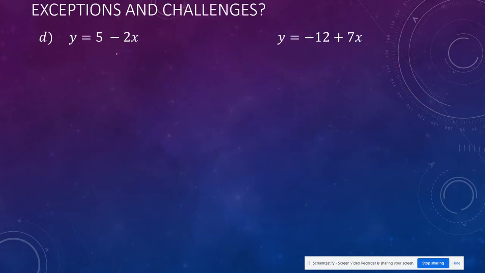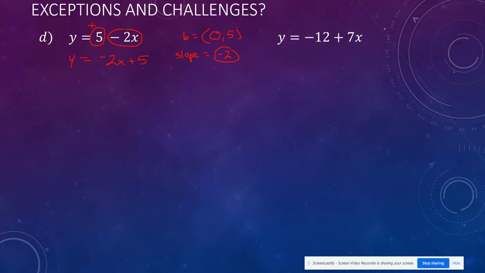What if there are exceptions and challenges? In our first exception, notice it's not quite in mx plus b format. Well, we can switch these around. This is +5. This is -2x. We just rewrite it as y equals -2x plus 5. And so then we would say, okay, what's our y-intercept? B is equal to 0, 5. And what's our slope? Our slope is -2.